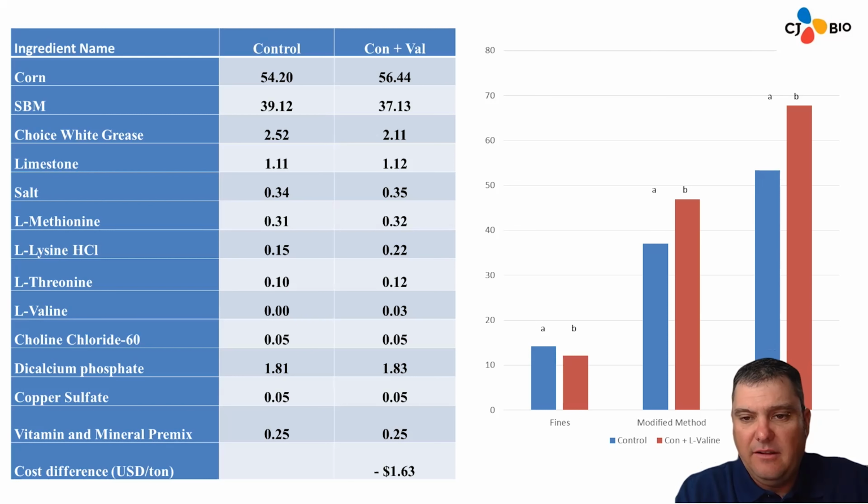If you look to the graph at the right, the blue bar being the control, the red bar being the control with the addition of L-valine, we could see a significant reduction in the amount of fines present in the feed. We used two different methods, a modified tumble box method and a Holmen 100 method. In the modified tumble box method, we increased the PDI of the diet from about 38% up to 48 to 49%. And on the Holmen, we increased it from 52 up to 68%. So significant, dramatic increases in pellet quality.